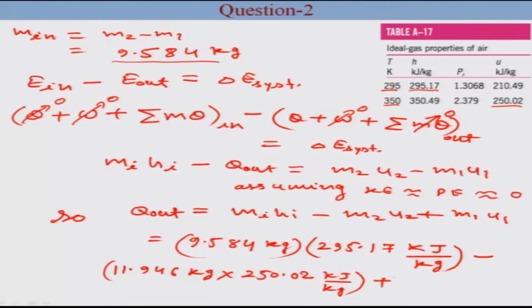M1 is 2.362 kg times U1. U1 will be the internal energy at 295 Kelvin. So, 210.49 kilojoule per kg. Okay. So, after solving this, we get heat coming out of the system equal to 339.3 kilojoule. So, moving to the next question.